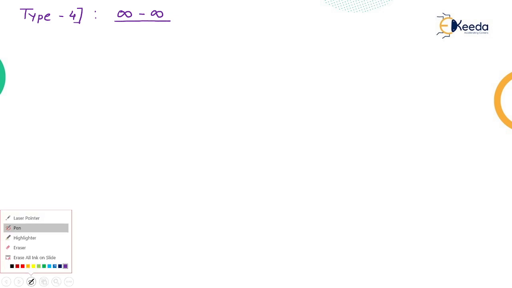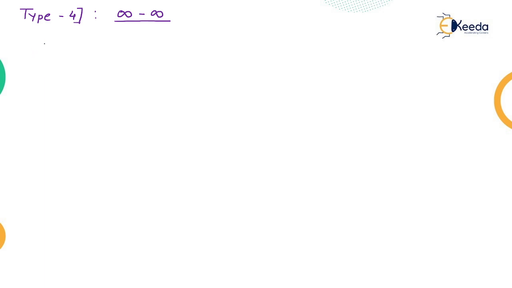Next we are going to discuss type number 4, with examples. So what is type number 4? I am writing it first. Type number 4 takes the form infinity minus infinity. So in this type, what do we do here?